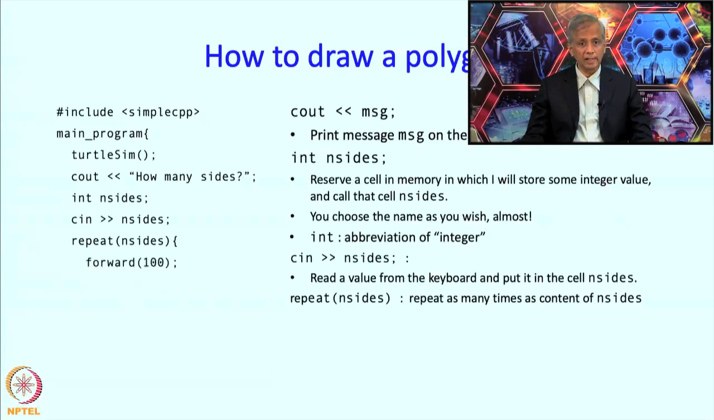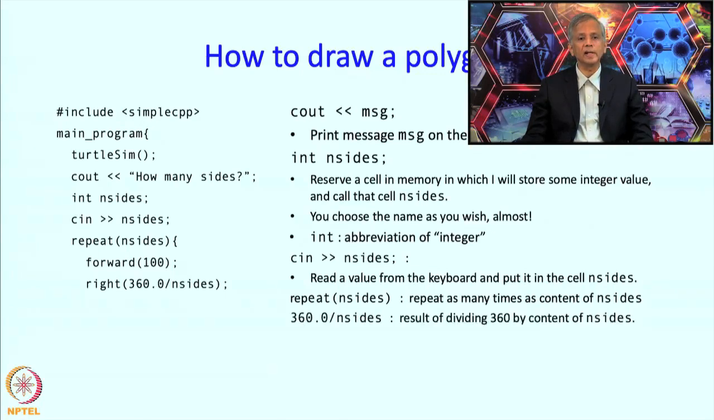Well, we are going to go forward 100, and now we are going to turn right, but instead of turning right 90 or some fixed value, we are going to turn right 360 divided by insights. Okay, what is this 360 divided by insights? Well, it's a mathematical expression, and you are instructing the computer to evaluate it. So you are telling the computer, divide 360 by whatever is contained in the variable insights. So if we type 10, then insights will contain 10. As a result, we will have 36. So the computer will turn 36 degrees.